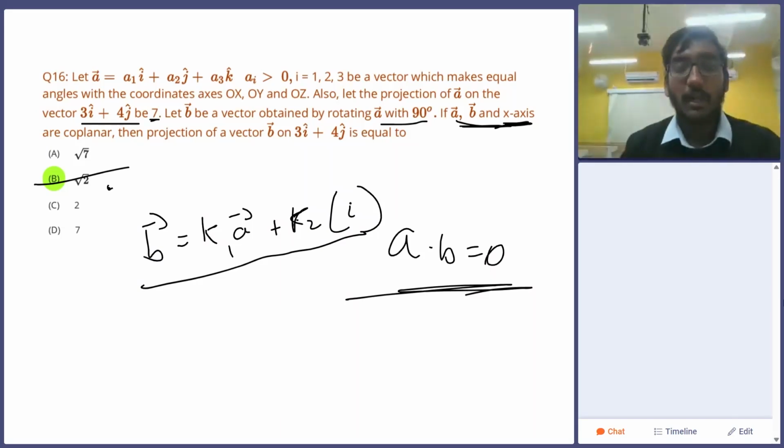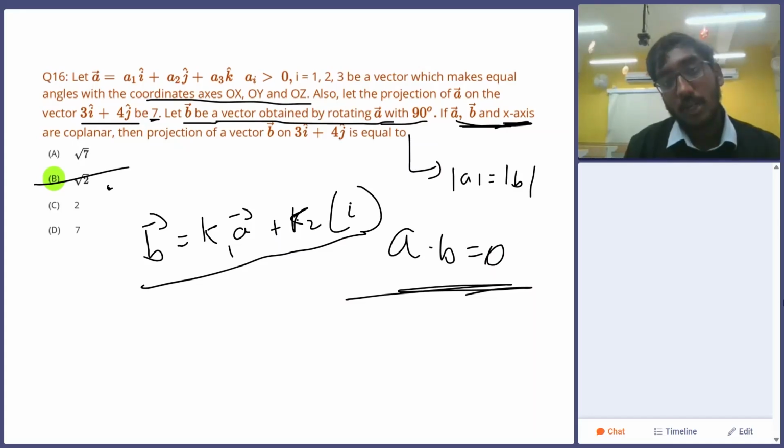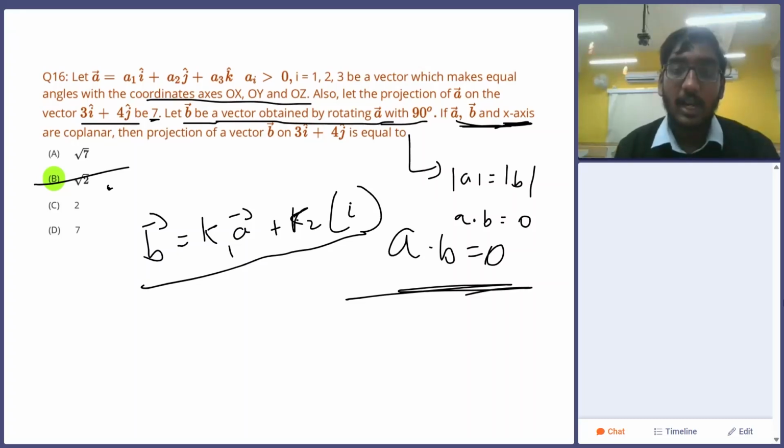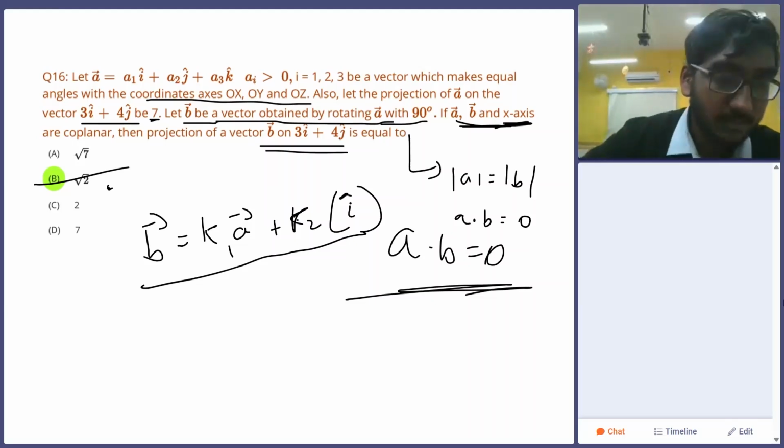Okay. See, some idea you have to be clear on: you should not interpret this in terms of direction cosines. Mostly, projection and all you will understand easily. And in case they have given that B is obtained by rotating A by 90 degrees, that means what? Mod A equals mod B, this will be true, and A dot B will be 0. Okay, these two things you have to take care of. And A, B and the X axis are coplanar, that means what? B vector can be written as some constant times A vector plus a constant times the x-axis vector, that is i cap. Okay, in this way you should know how to write. And then they are finally asking, if you use all these things, you will determine the expression for B vector, and you have to find the projection of this B vector on another vector which they have given, 3i plus 4j. Okay, so yes, that is it.